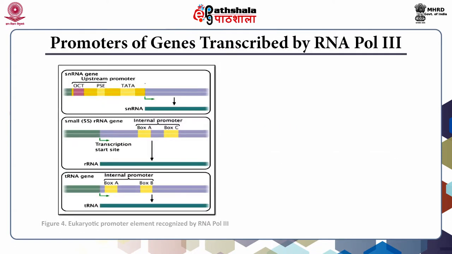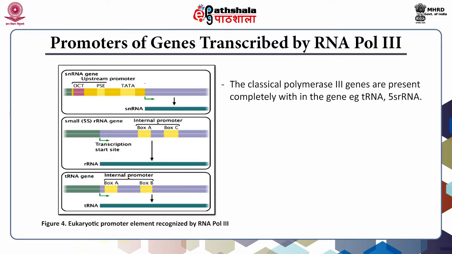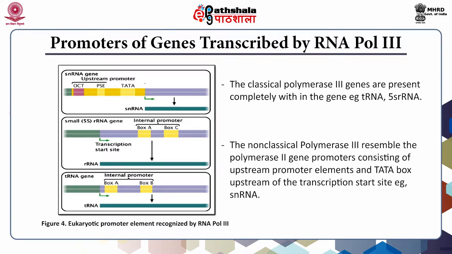The RNA polymerase 3 promoters are of two types. The classical RNA polymerase 3 gene promoters are present completely within the gene, for example, the transfer RNA and the 5S rRNA genes. The non-classical RNA polymerase 3 gene promoters, like the snRNA, resemble the Pol 2 gene promoters, consisting of upstream promoter elements and the TATA box upstream of the transcriptional start site.